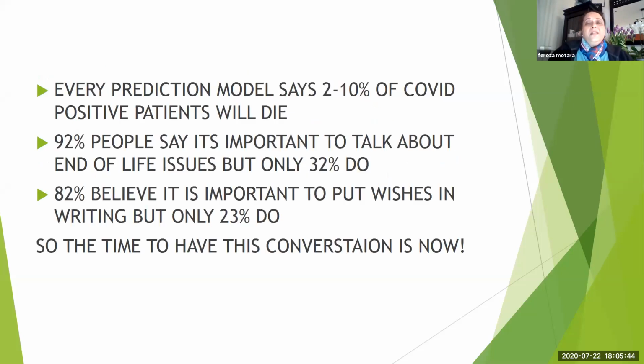So why is this important, particularly in COVID? Most prediction models say that 2 to 10% of patients with COVID will die based on various risk factors. The majority of people feel that it's important to talk about end-of-life issues, but only about a third do. And again, the majority of people feel it's important to put these wishes in writing, but only a proportion of them do as well. So it's absolutely essential that we have the conversation, have it now, and make those decisions known to whoever the healthcare workers and the families are.